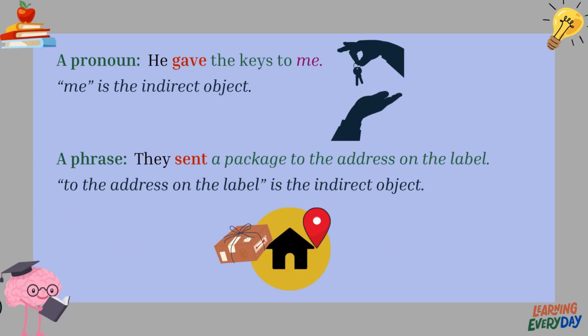A pronoun, for example, he gave the keys to me. The object pronoun me is the indirect object. A phrase, for example, they sent a package to the address on the label. The phrase to the address on the label is the indirect object.